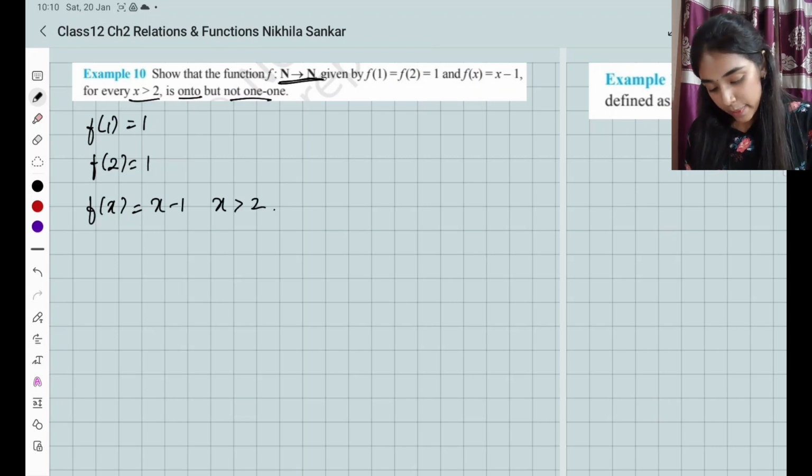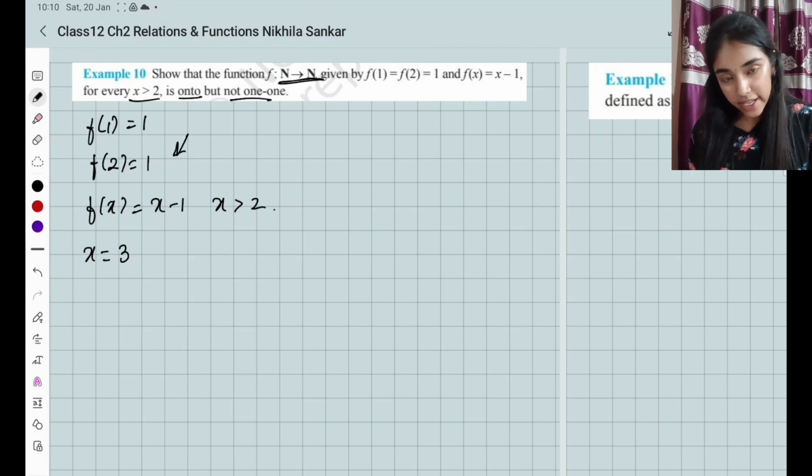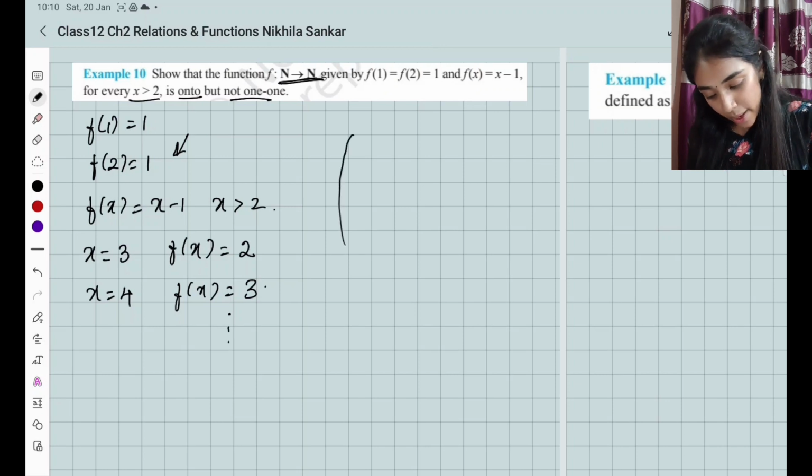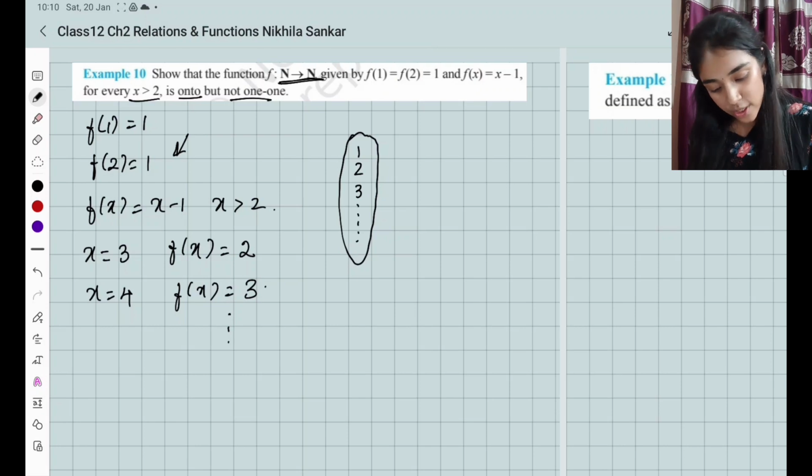What does that mean? Now x is greater than 2, so when the x value is going to be 3, f of x is going to be 3 minus 1, which is 2. When x is equal to 4, you have f of x equals 4 minus 1, which is 3, and so on. So now how am I going to map? On the left hand side you have all natural numbers 1, 2, 3, 4 and so on. Right hand side you have all natural numbers, which is going to be 1, 2, 3, 4 and so on.